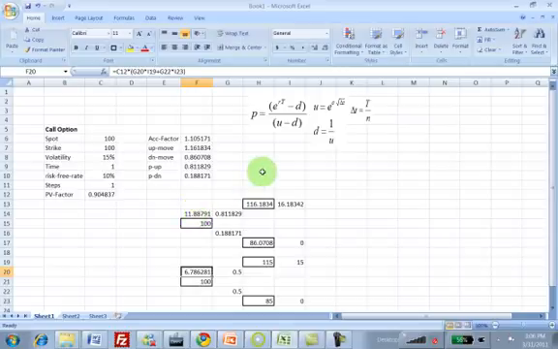So the question that next comes up is, if this is the difference, how do we know which value is right? Is this right? Is this right? Or is it something in between? And we can only do that if we extend the number of time steps in the tree.